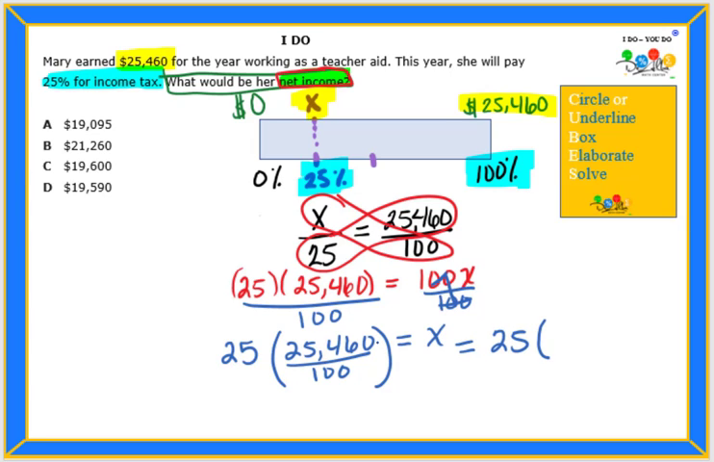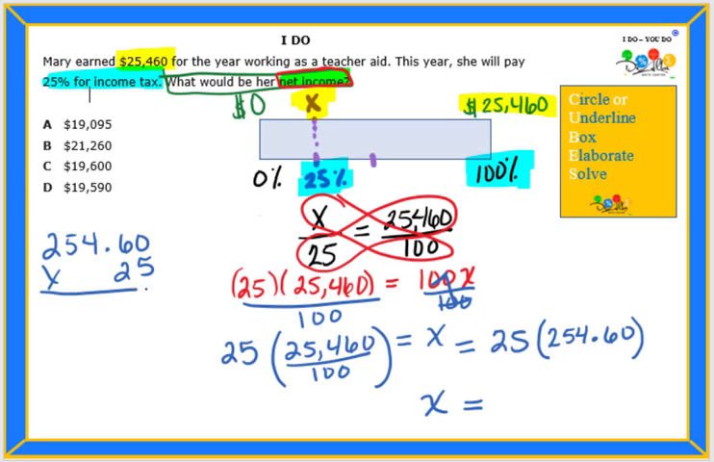Remember what happens when we divide by 100? Our decimal goes twice this way, two place values to the left, and so we would have 254.60. And so if we multiply those two numbers together, we will have the amount of income tax. So let's work that out. So we have 254.60 times 25.